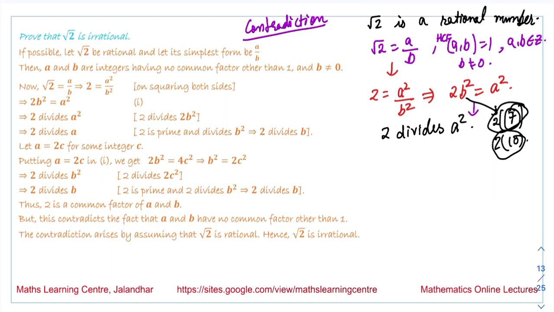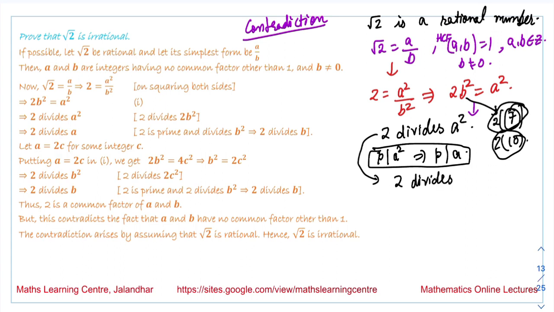Now from our previous result we know that if a number p divides a square, it means p divides a also. This is from our previous theorem that we have proved. So what we get is that 2 divides a. So if 2 divides a, what this means is we can find a number c such that a is equal to 2 times c.